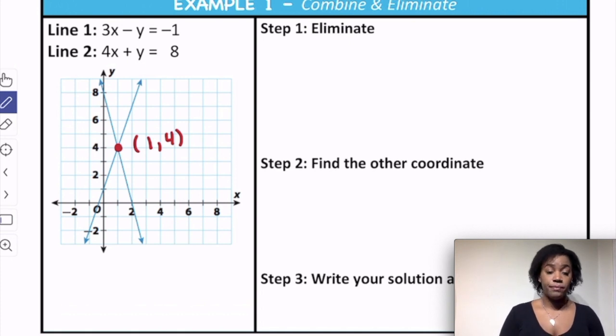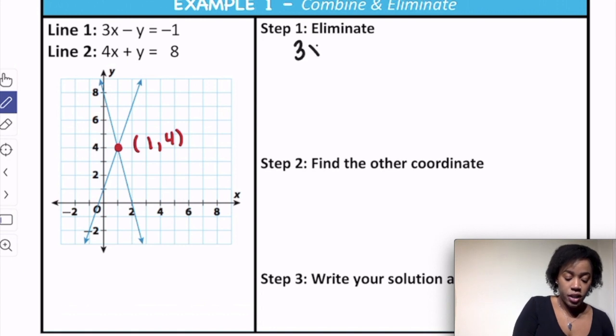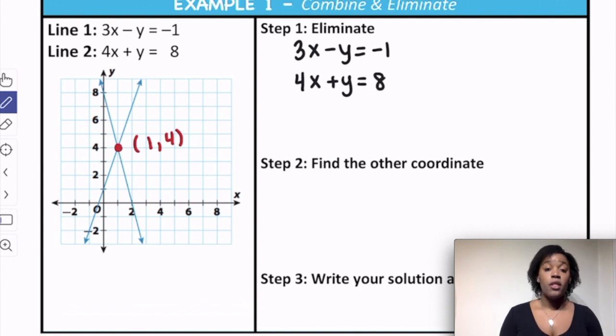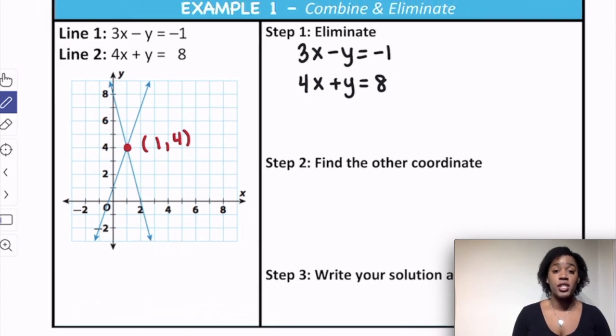Now we're going to focus on how we can use the elimination method to find the solution. I'm going to rewrite this system underneath step 1, where we combine and eliminate one of the variables, hence why it's called the elimination method. We can use it because both equations have the same variable with the same coefficient but opposite signs. So we have the perfect conditions to apply the elimination method in this example.